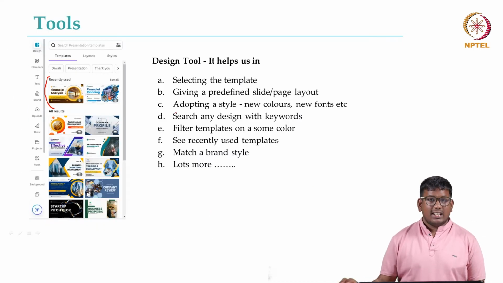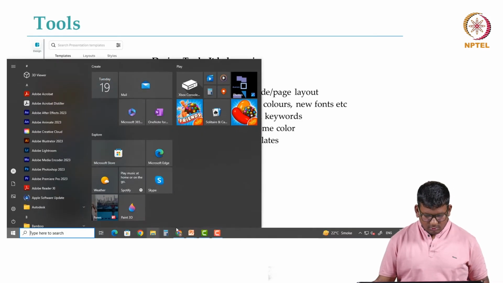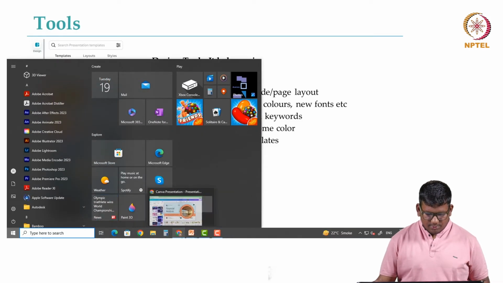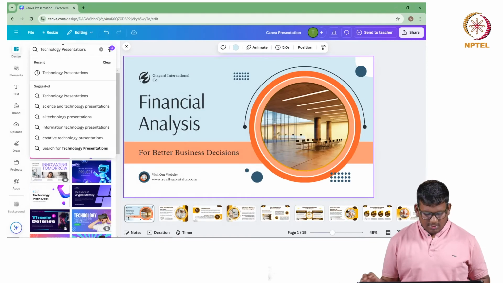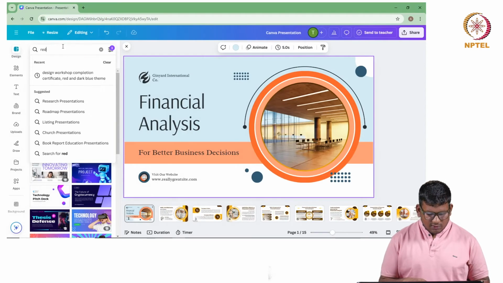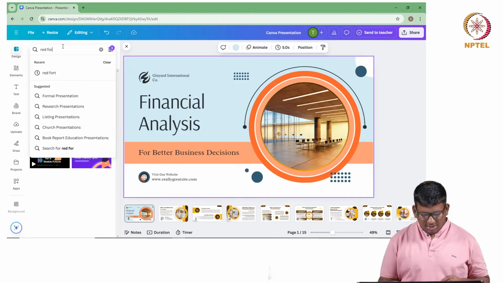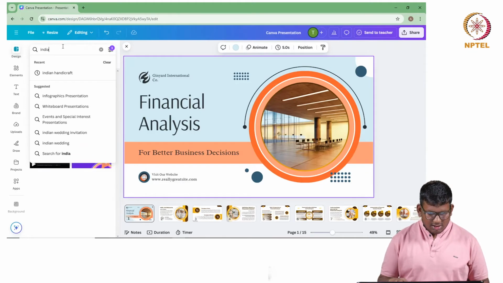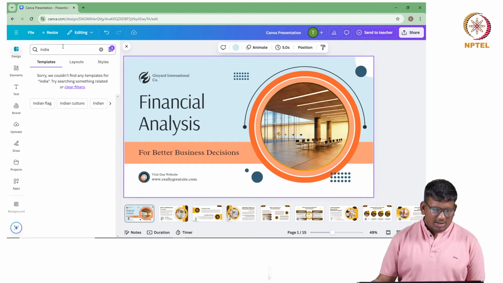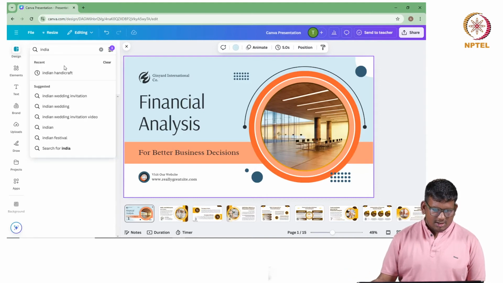Design tool, selecting any template that you want. You can use a predefined template. You can adopt any style. You can search any design with keywords, and you can go very specific. We can even search for any specific design like red fort. Maybe we get it. Okay, that's not there. Let's search India. Maybe we get some Indian designs, Indian handicraft.